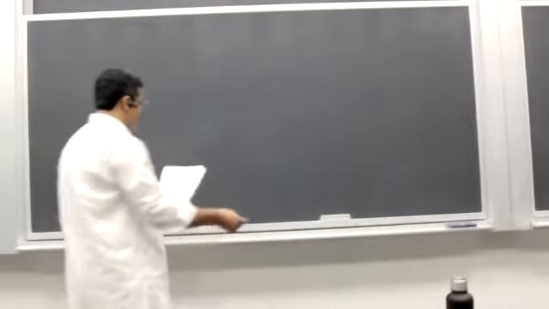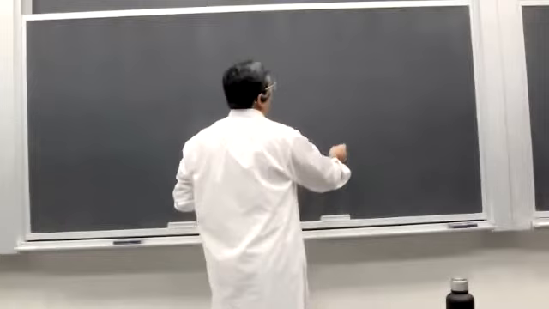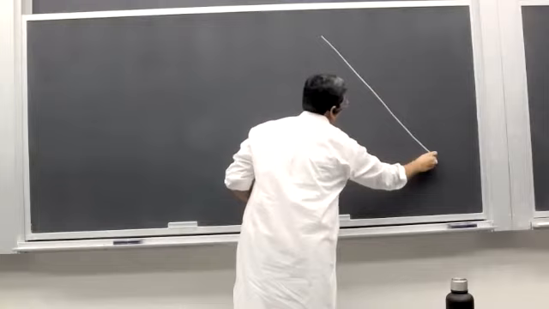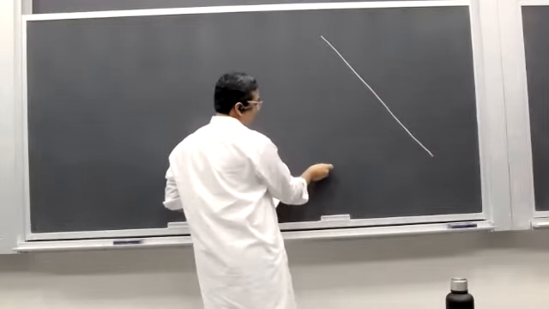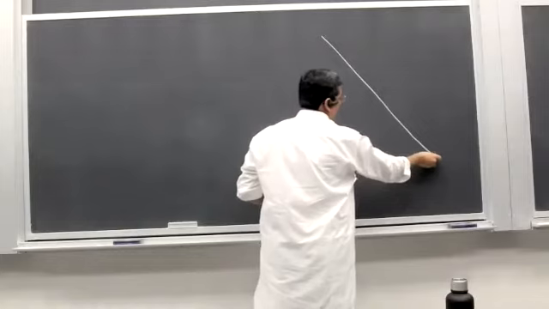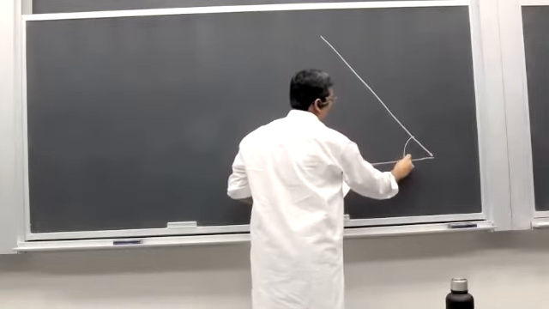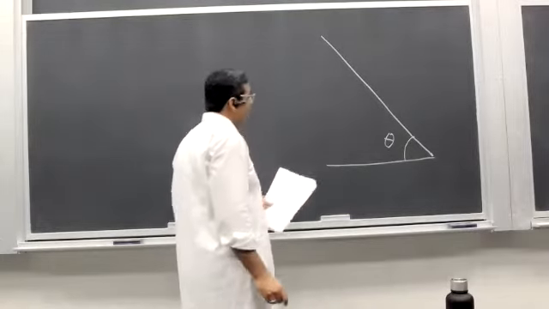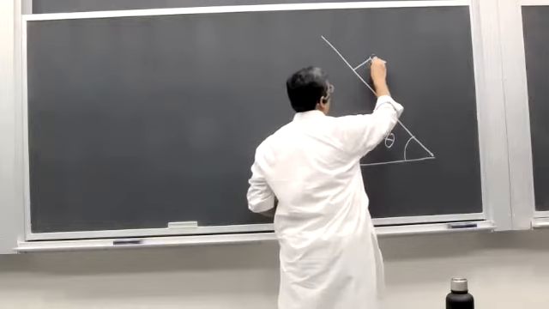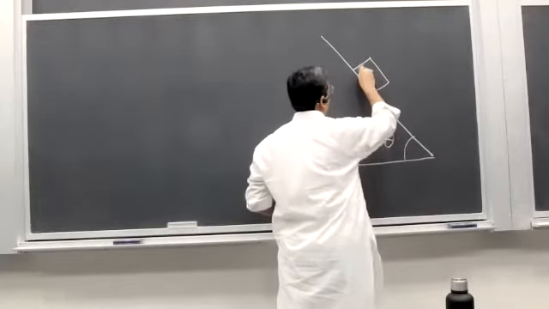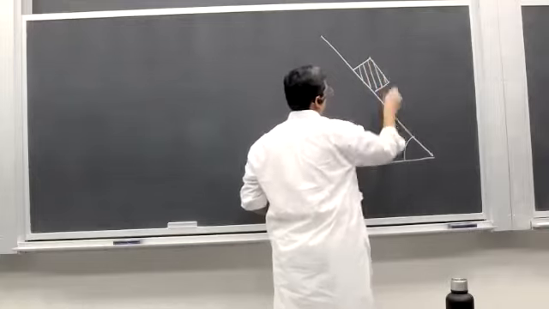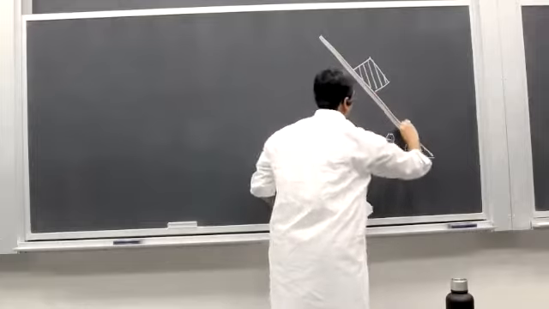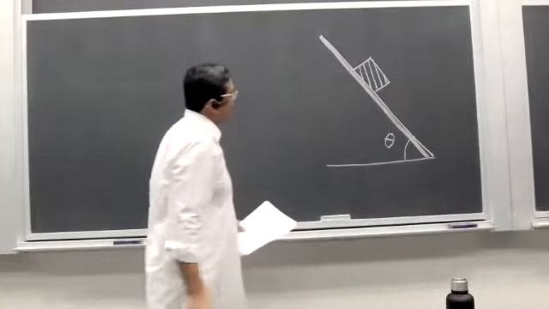So we continue with the example to elaborate those points. We have an inclined plane which makes an angle theta with the horizontal, and then we have a block sitting on this surface.